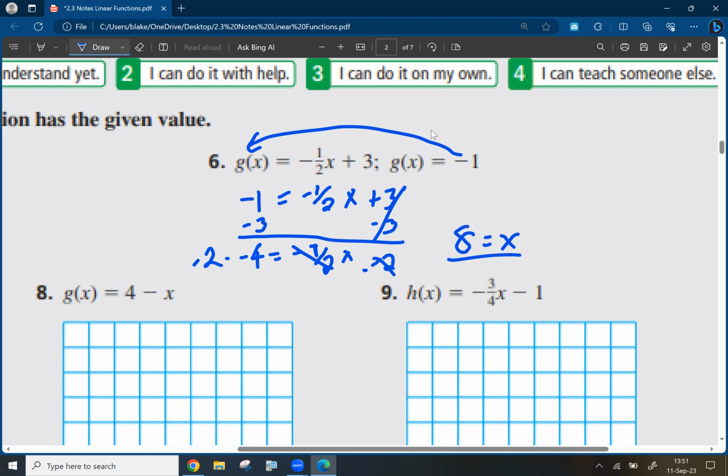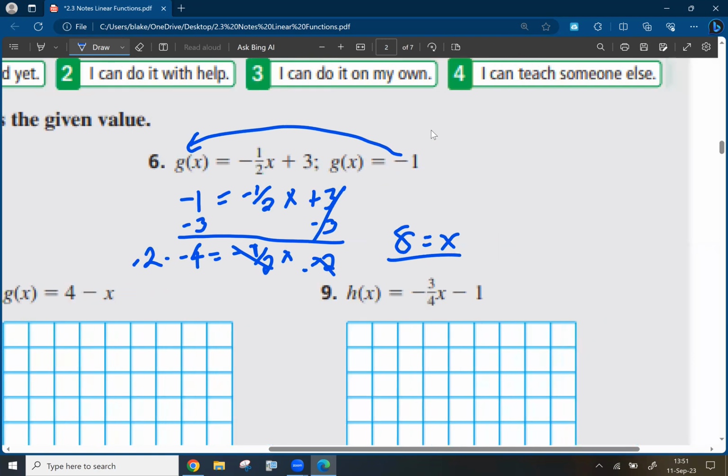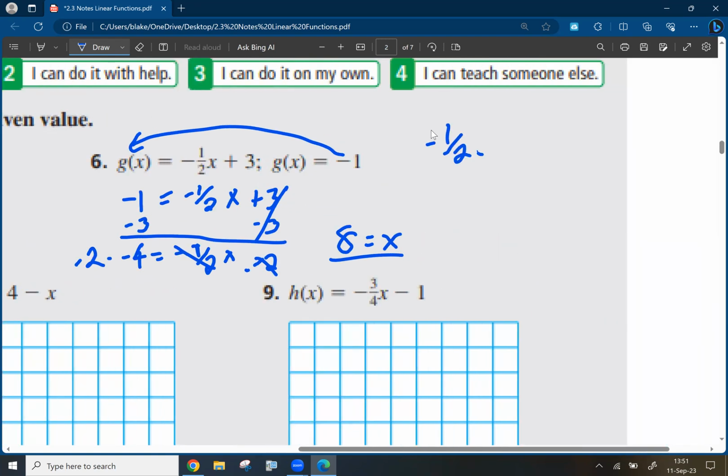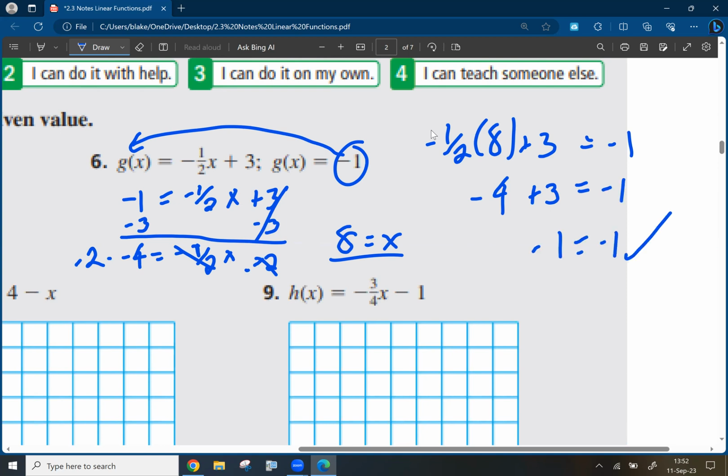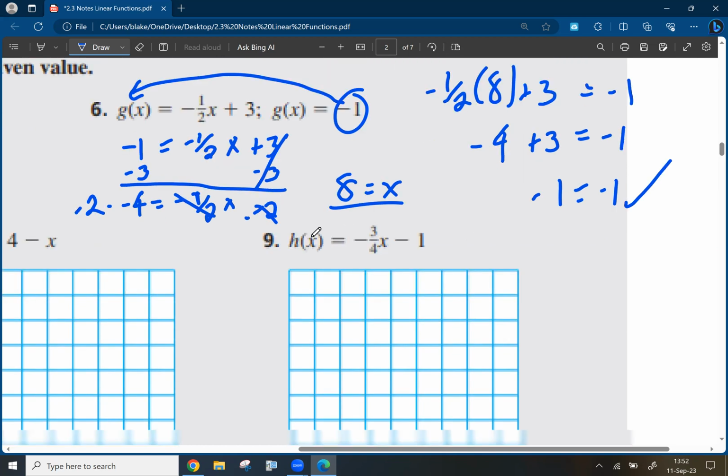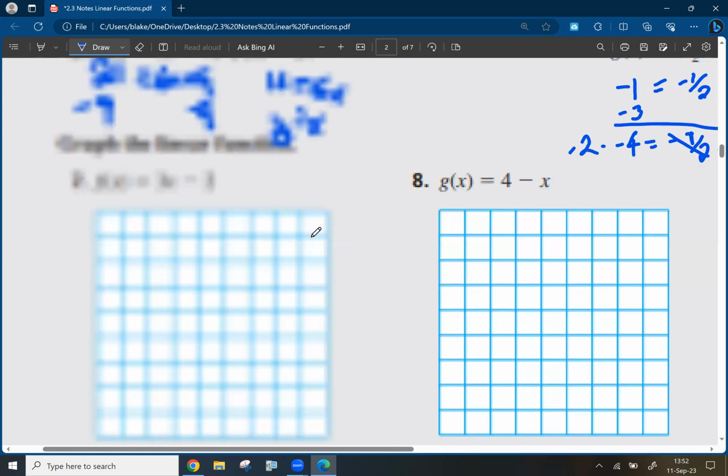And if you want to confirm if this is right, obviously you can plug it back in. So -1/2 times 8 plus 3, this should equal -1 at the end, right? So -1/2 of 8 is -4 plus 3. -4 plus 3 is -1. So yes, 8 is the right answer. So you can also take that, plug it in, and see if it comes out to what it's supposed to.